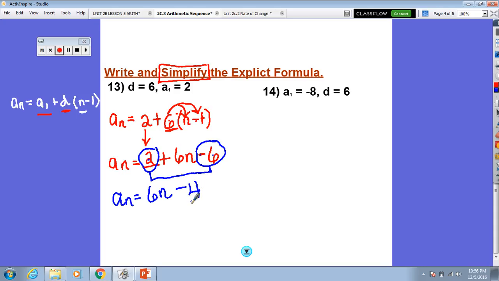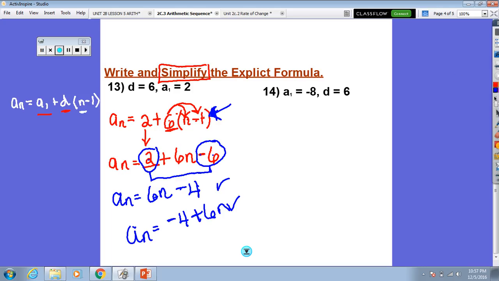So they could write my answer like this, or they may switch the order and write negative 4 plus 6n. Notice this is the same as this answer. All I did was move the negative 4 to the front and the 6n to the back. Either of these would be correct. If you stop here, you will not get full credit for this problem. Okay? So you have to make sure that you simplify. This down here is completely simplified.